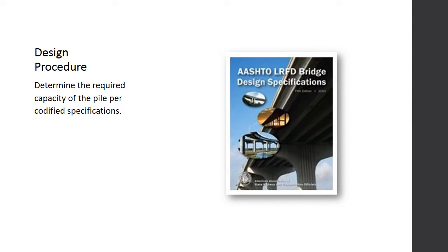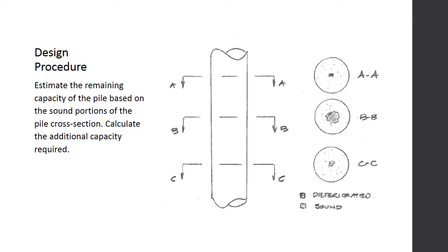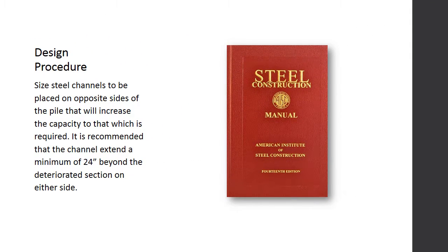The first step in the process is to determine the required capacity of the pile per codified specifications. Then estimate the remaining capacity of the pile based on the sound portions of the pile cross-section and calculate the additional capacity required. Size the steel channels to be placed on opposite sides of the pile that will increase the capacity to that which is required. It is recommended that the channel extend a minimum of 24 inches beyond the deteriorated section on either side.